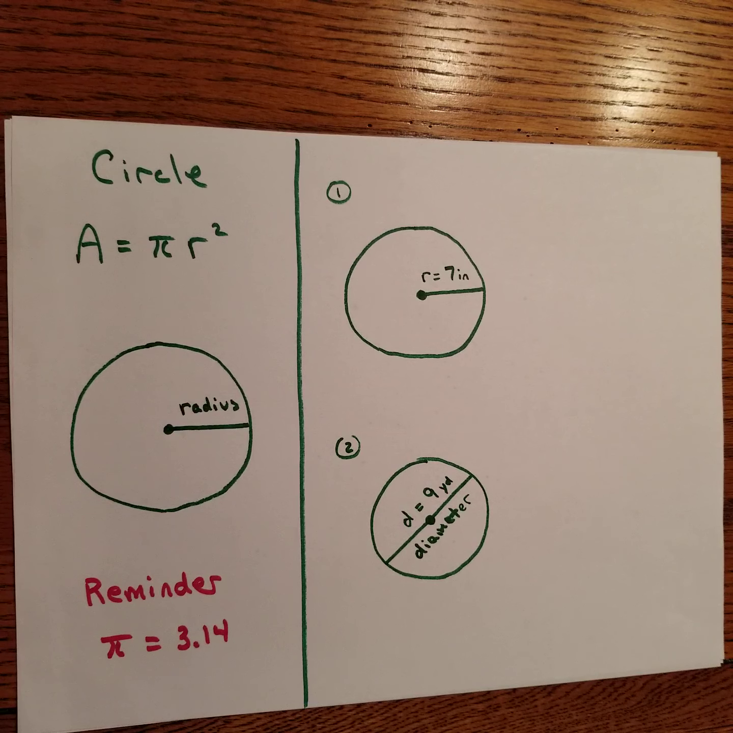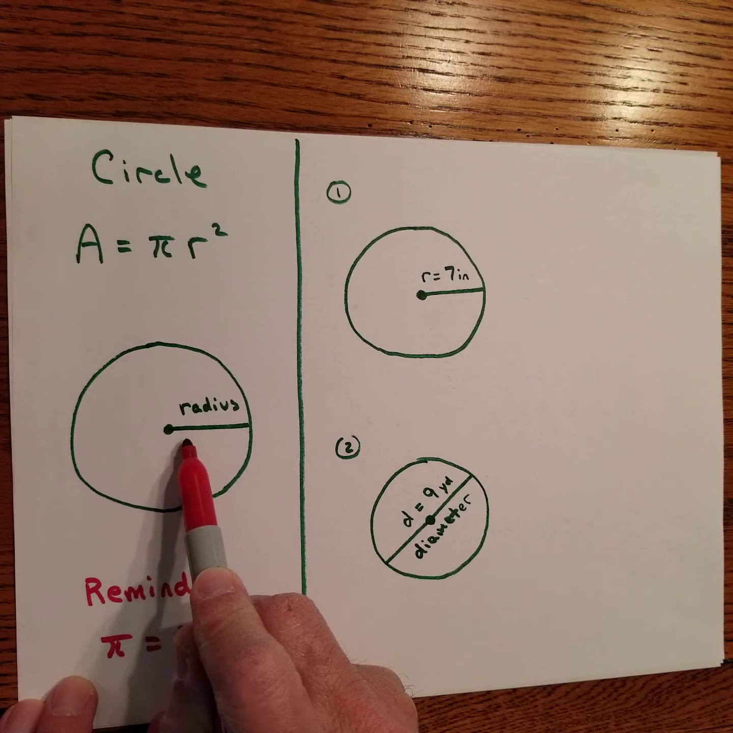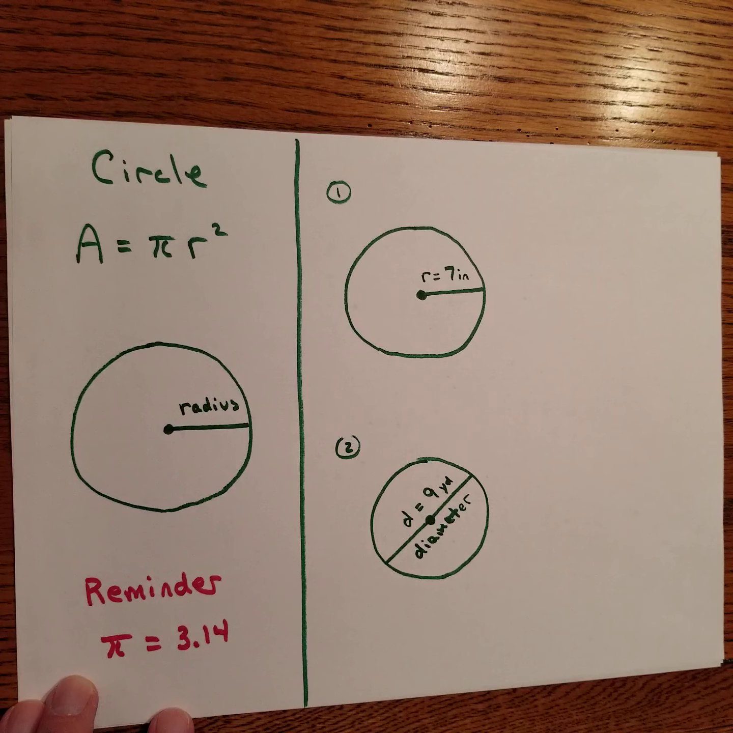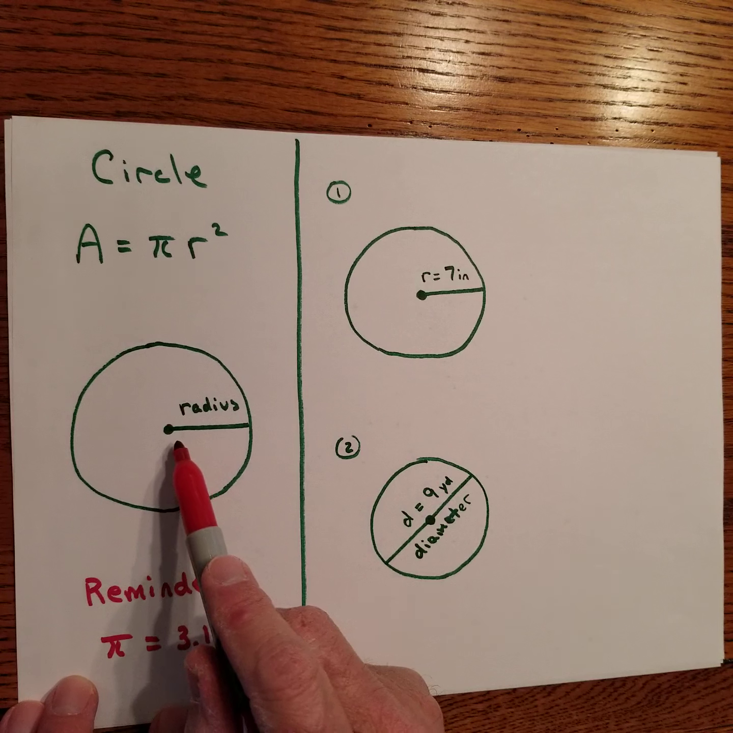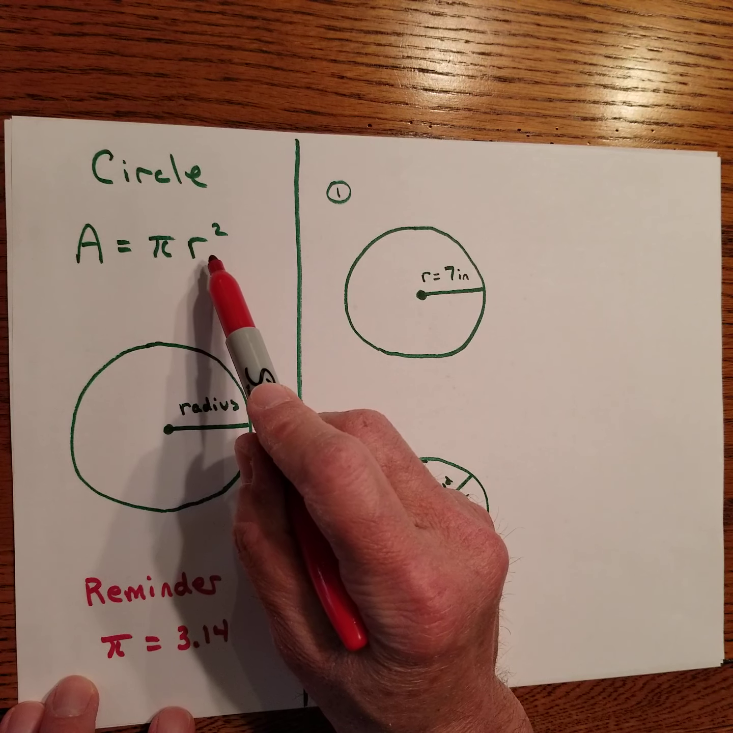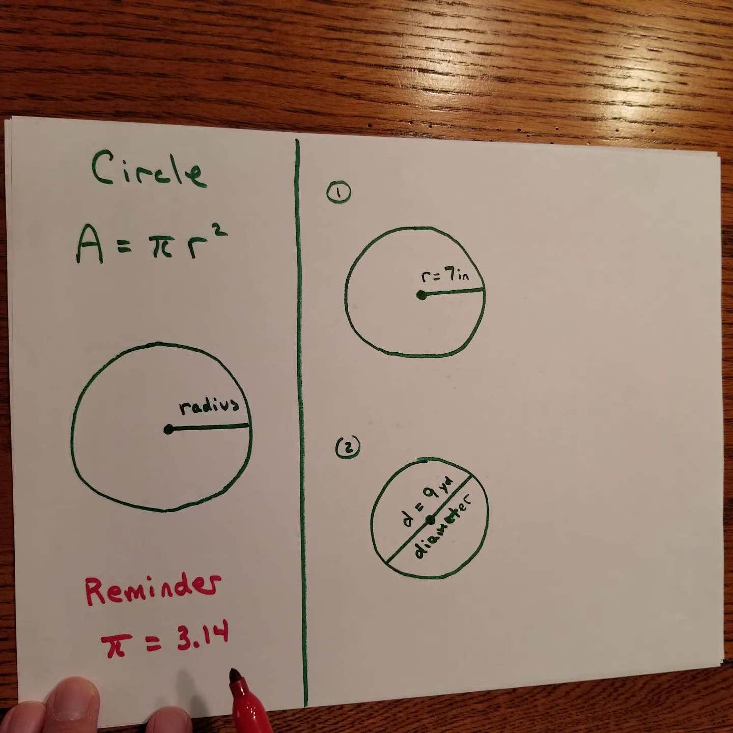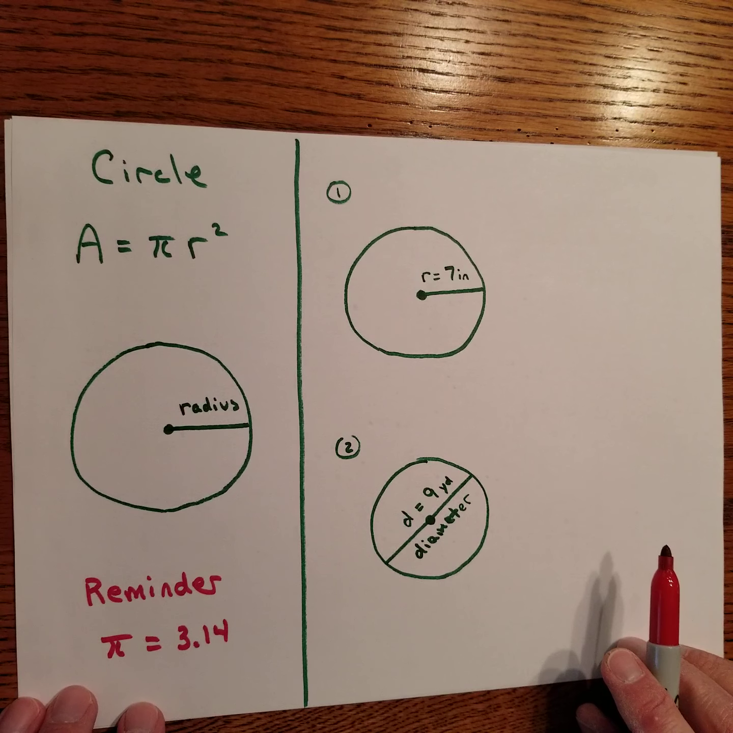Now circles are kind of tricky. You have to know this distance from the center of the circle to the edge of the circle. That's called the radius. If you know the radius of the circle, then the area is the radius times itself times pi. That's pi r squared. For pi, we'll always use 3.14. Sometimes books will tell you that you can also use 22/7.